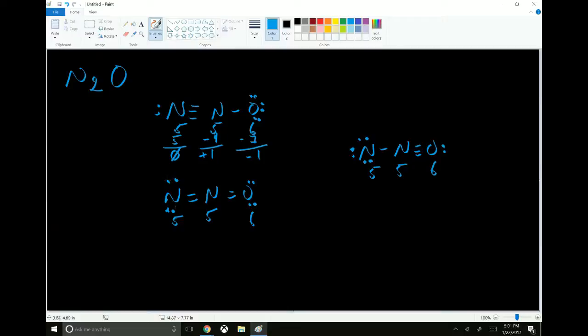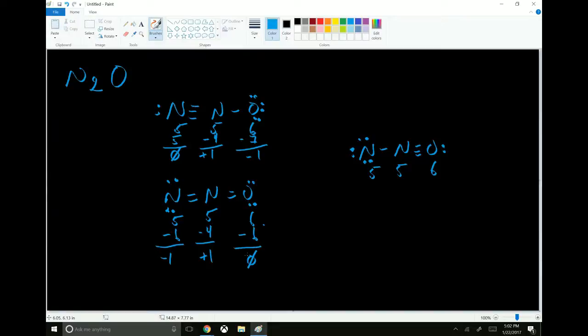So 2, 4, 5, 6. This guy has a formal charge of -1. This one still only sees 4 bonds, 1, 2, 3, 4. So it only sees 4 electrons, giving it a formal charge of +1. And this oxygen has 2, 4, 5, 6, giving it a formal charge of 0.